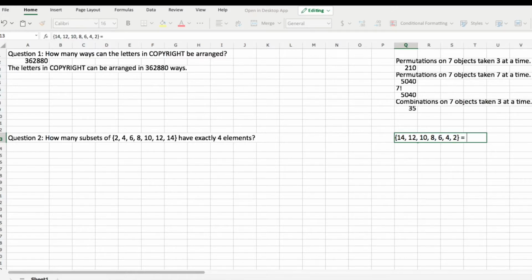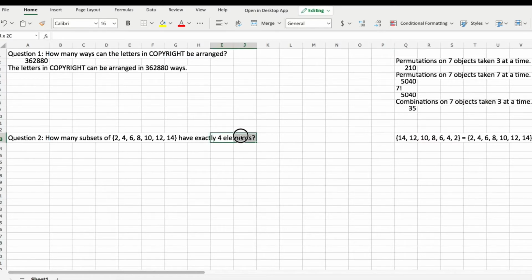Now over here, on the right side of the screen, I'm noting that if you change the order of sets, that doesn't change the meaning. So here, if I wrote them in descending order, it would be the same as if I wrote them in ascending order, or if I just mixed them up entirely. So we're not looking at permutations, we're looking at combinations. So we're looking at sets of these elements that have exactly 4 elements in them.